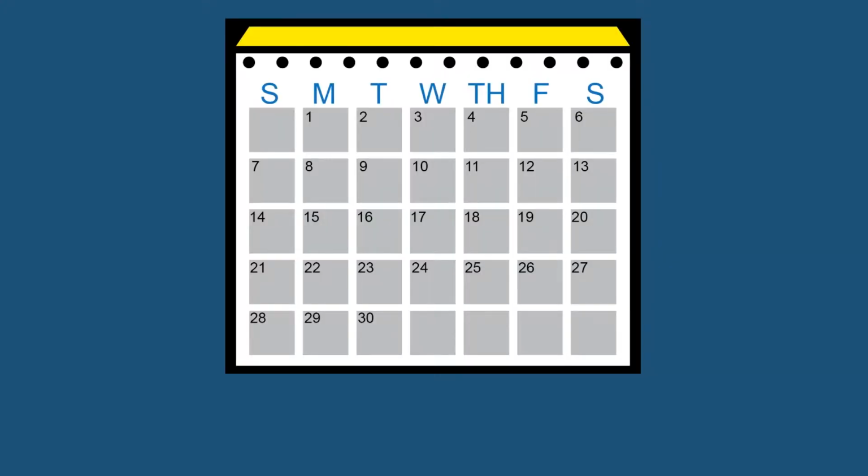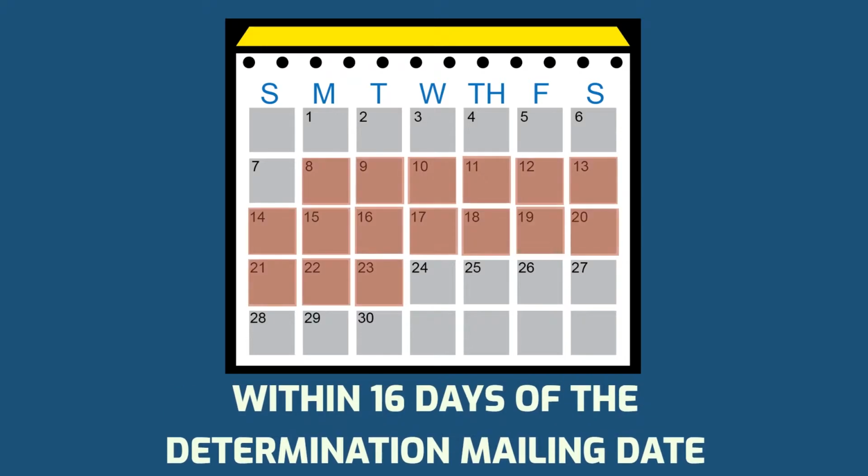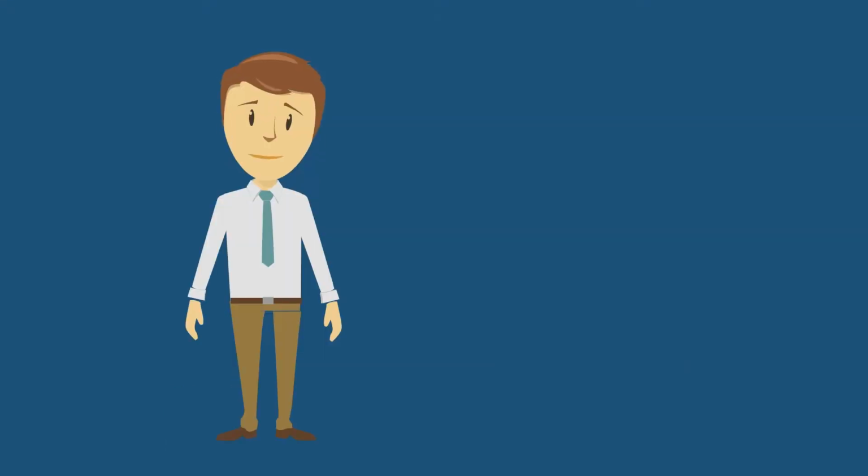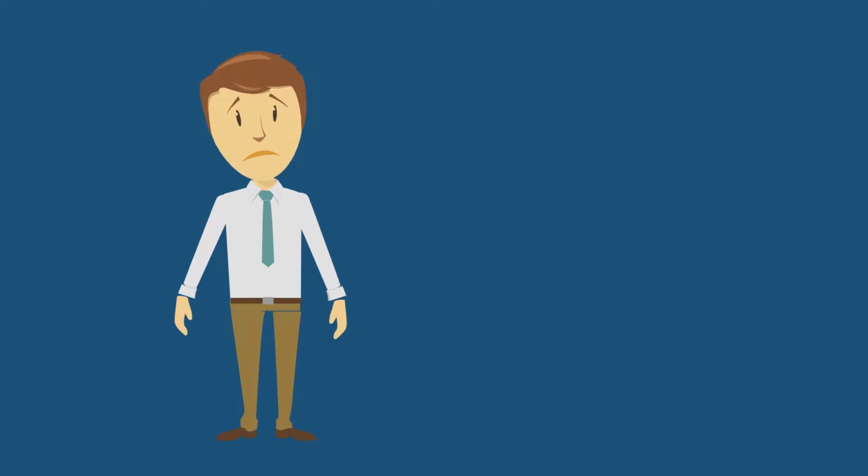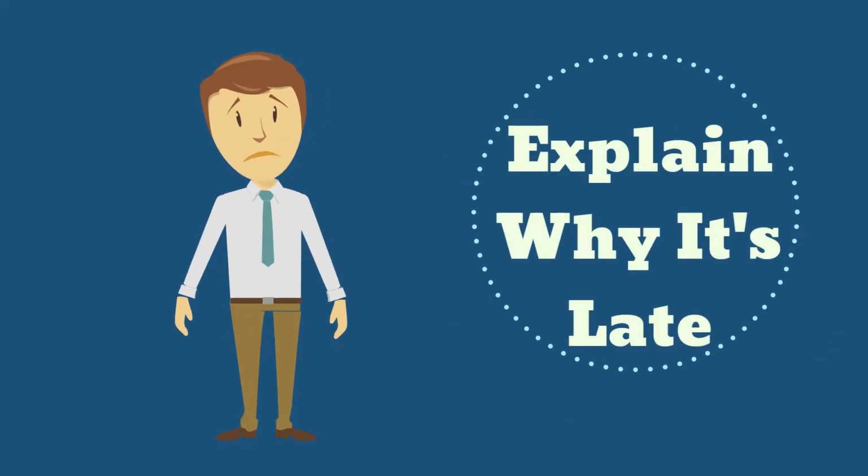The time limit for filing an appeal is within 16 calendar days of the mailing date of the determination. If you file your appeal after the deadline, you should explain why the appeal letter was late.